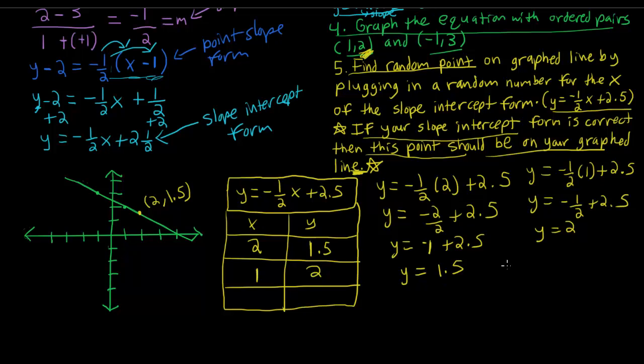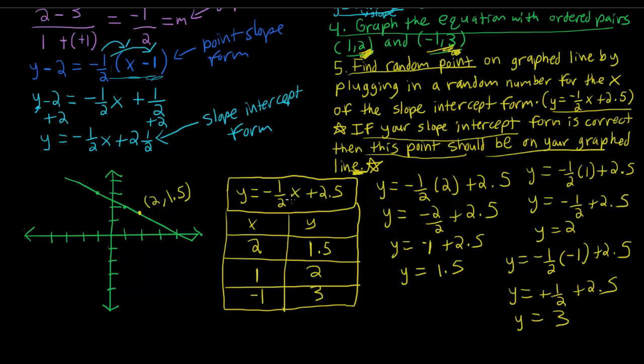And then we can do the second ordered pair, negative 1 and 3. So we'll plug in negative 1 for our x. y equals negative 1/2 times negative 1 plus 2.5. Negative 1/2 times negative 1 is going to be positive 1/2, and then plus 2.5. Positive 1/2 plus 2.5 is 3. And as you can see, negative 1 and 3 is our second ordered pair here. So we know our slope-intercept form is good.